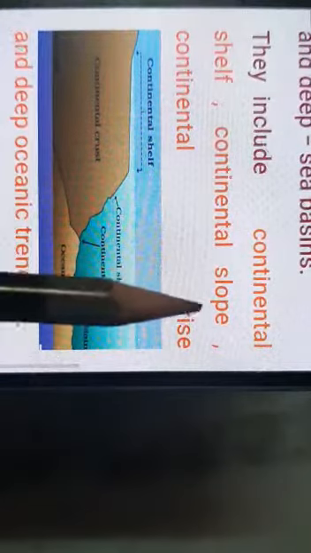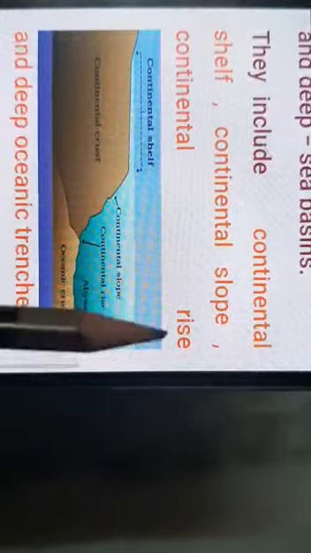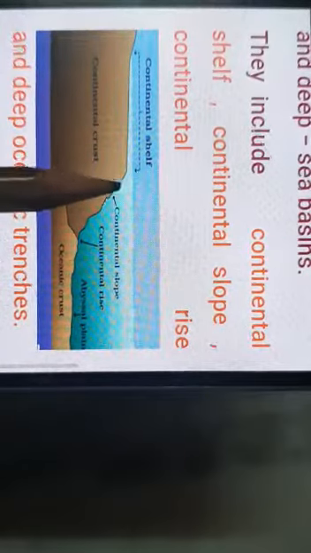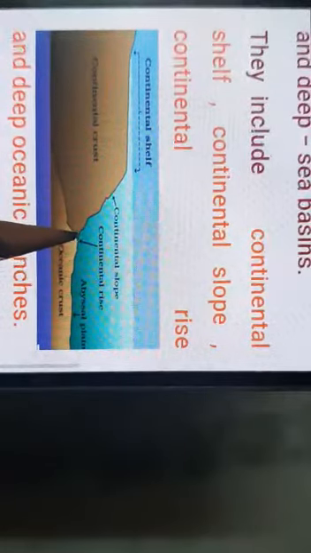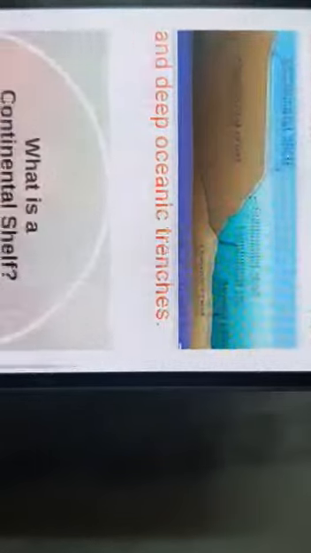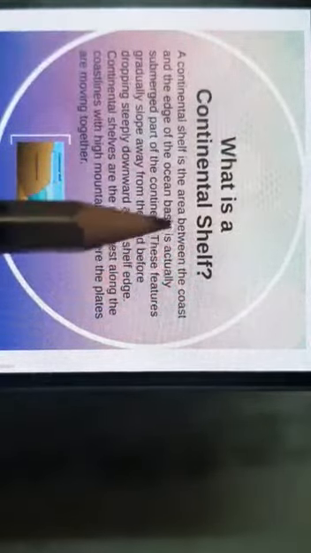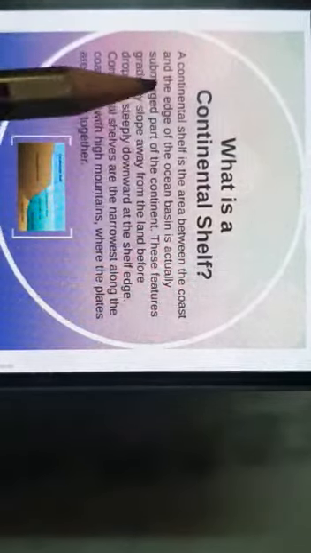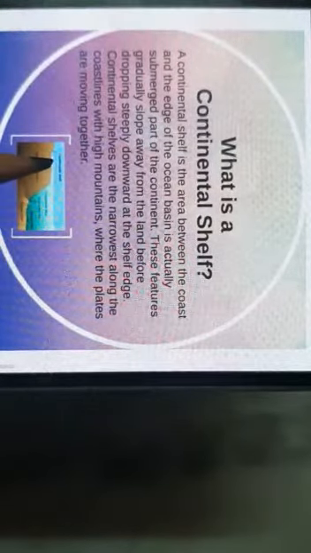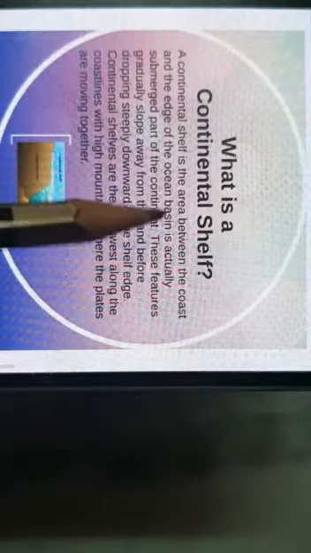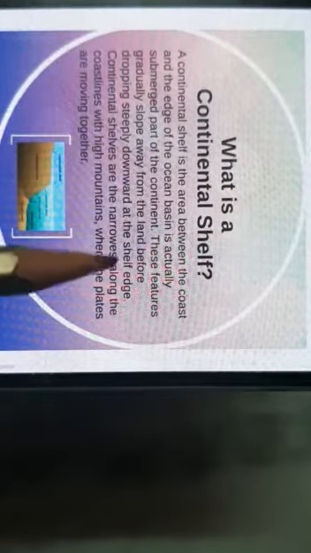Continent shelf first, second continent slope, then continent rise and deep oceanic trenches. So you can see the continent shelf. This is the shelf part of the continent, then slope, then continent rise and then abyssal plains. So first, what is the meaning of continental shelf? Basically the continental shelf is the area between the coast and the edge of the oceanic base. It is actually the submerged part of the continent.